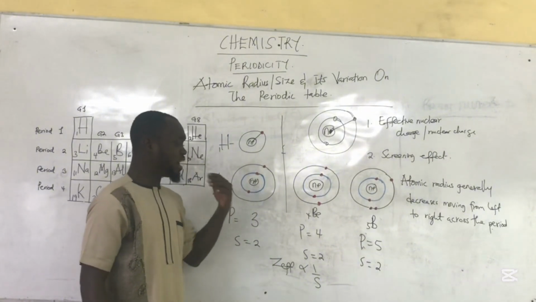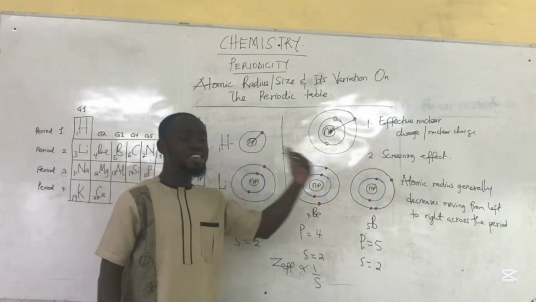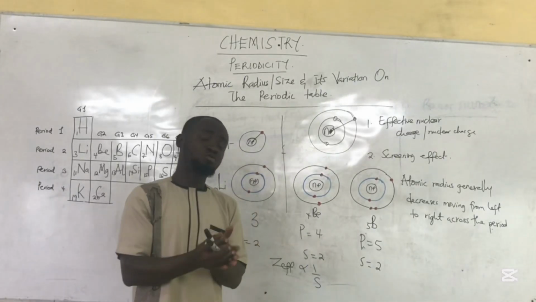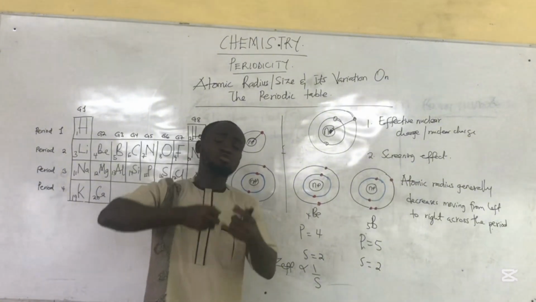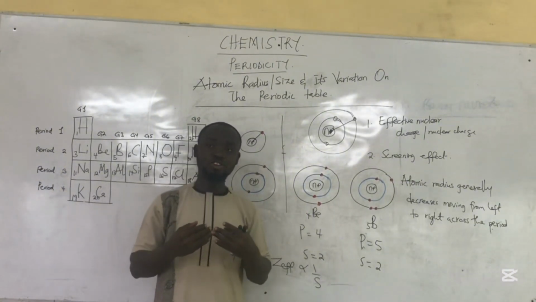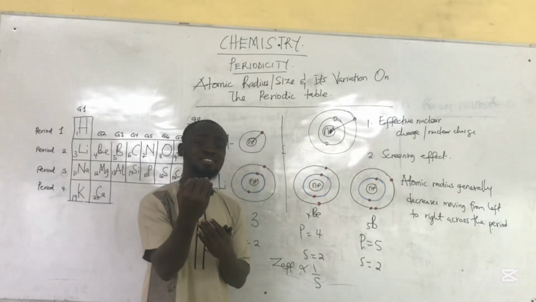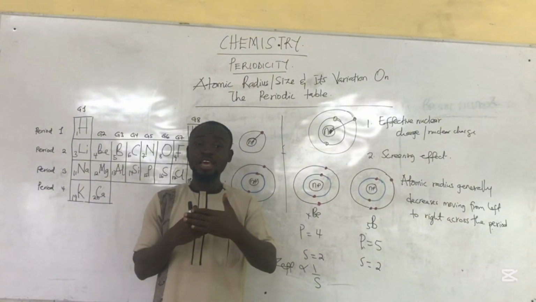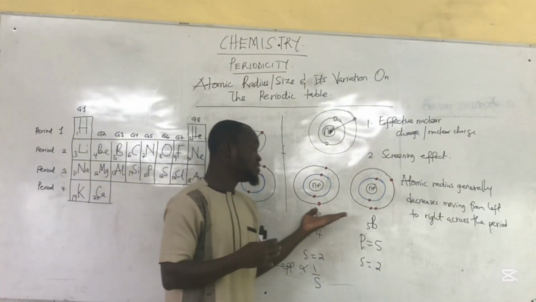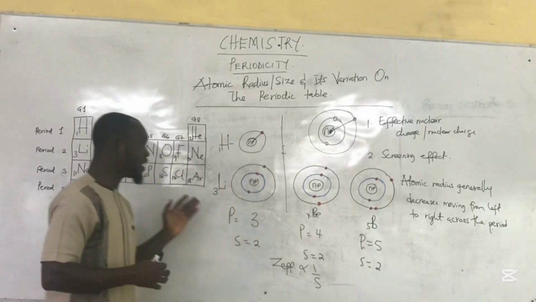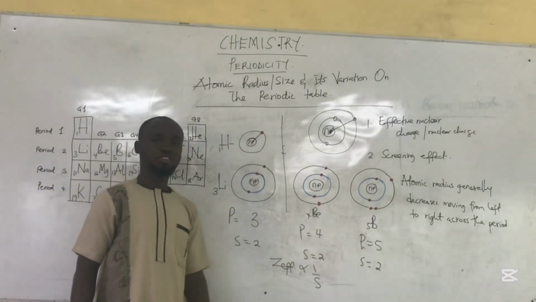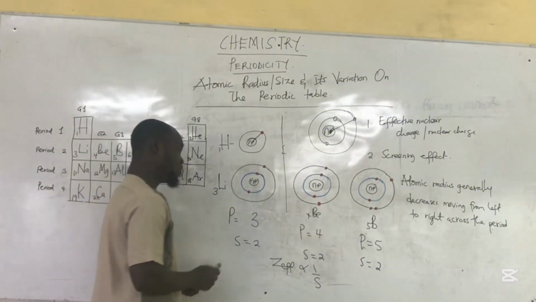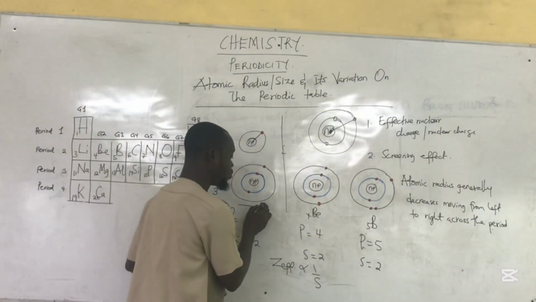So once that happens, the proton attraction will exceed the screening electrons, thereby pulling the valence electrons more onto the nucleus. And once that happens, the distance between the proton and the valence electrons becomes very, very small. And this small distance gradually decreases once you're moving across from the left-hand side to the right-hand side of the periodic table across the period. Is that okay? It simply means that once you're moving here, the radius will be decreasing.